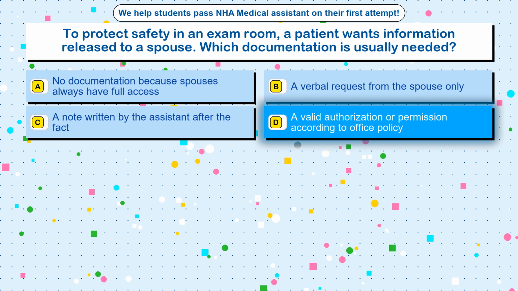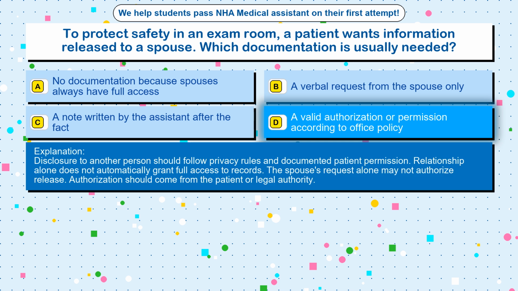The correct answer is option D, a valid authorization or permission according to office policy. Disclosure to another person should follow privacy rules and documented patient permission. Relationship alone does not automatically grant full access to records.